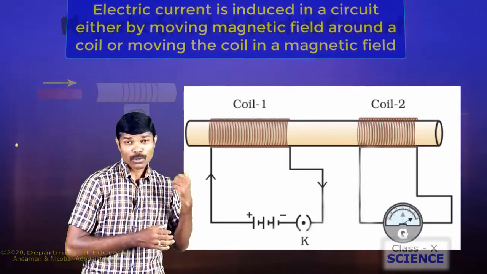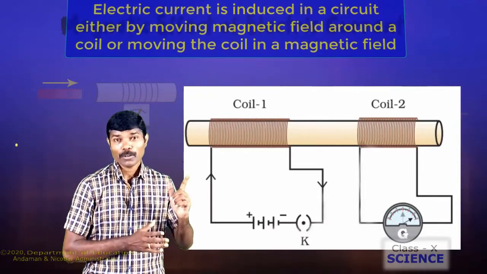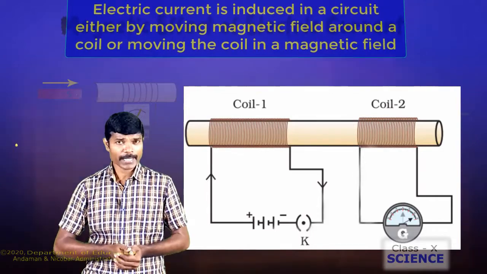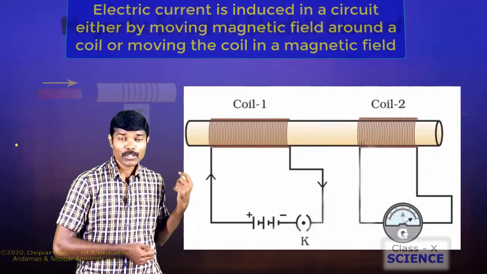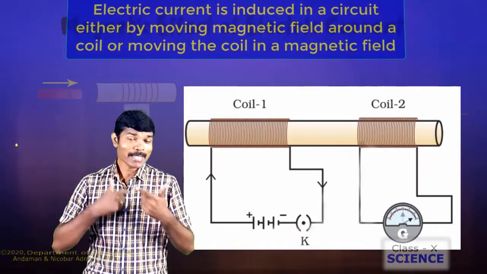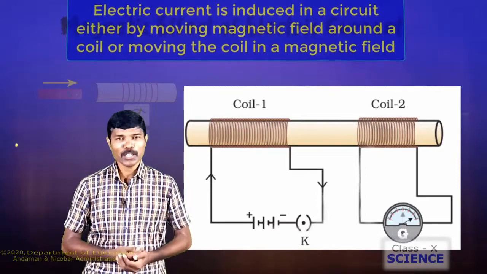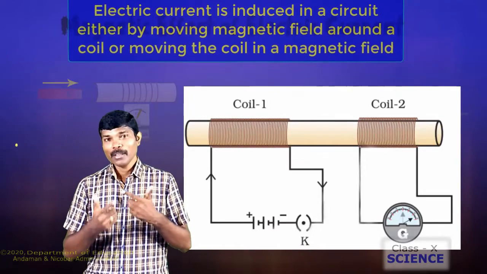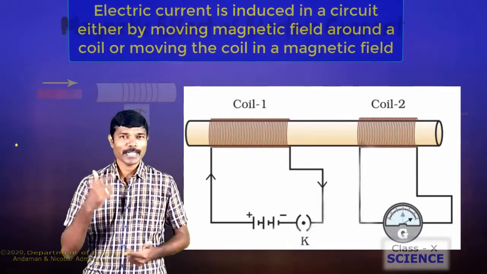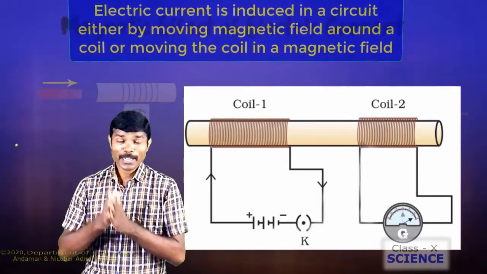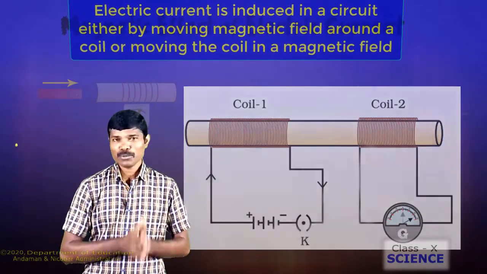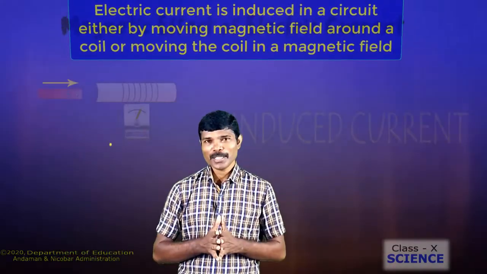Here when you put on the switch, then the movement of the needle of the galvanometer we can see in the secondary coil, which indicates that on applying potential difference, the first coil acts as a magnet. Here magnetic field is produced. Due to the magnetic field near the secondary coil, it induces current in the secondary coil. The current so produced in the secondary coil is what we call induced current. So I believe you understood what is induced current.